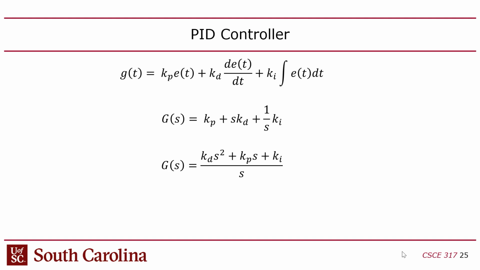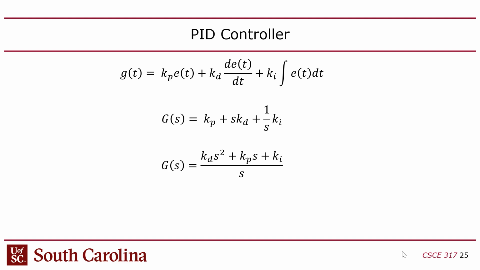By the way, somehow I dropped the error out of here. Sorry. So this is E of t. It should have been E of S down here, and then you'd bring the E of S in as the denominator here. So I was a little sloppy. But when you go from time domain to Laplace domain, the lowercase e of t becomes an uppercase E of S, right? And then you would just divide by that and make it the denominator here.